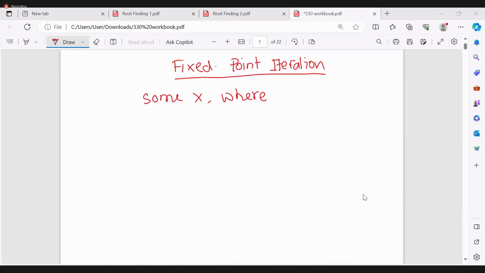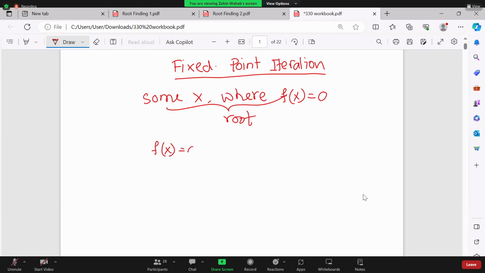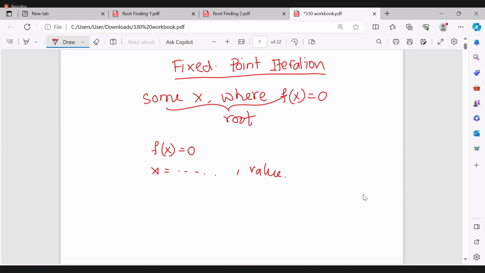So some x where f of x is equal to 0. This is our root. So basically আমরা যেটা করতাম, আমরা fx কে 0 ধরে আমরা x এর কিছু ভ্যালুস বের করতাম. These are our roots. We consider fx as 0 and then we find out the values of x. All right. So these are our roots.